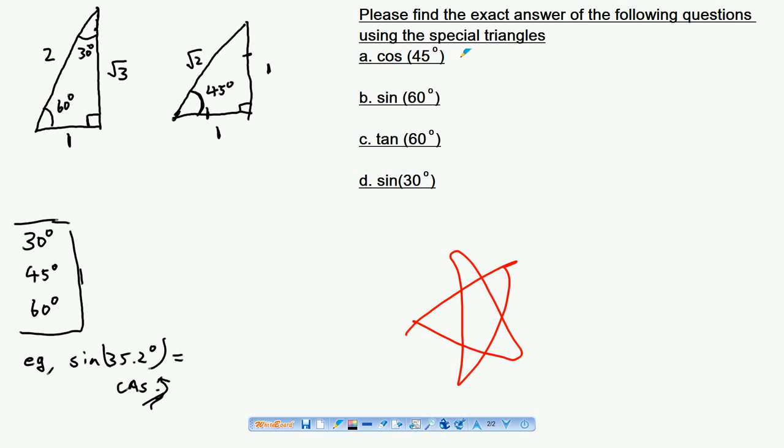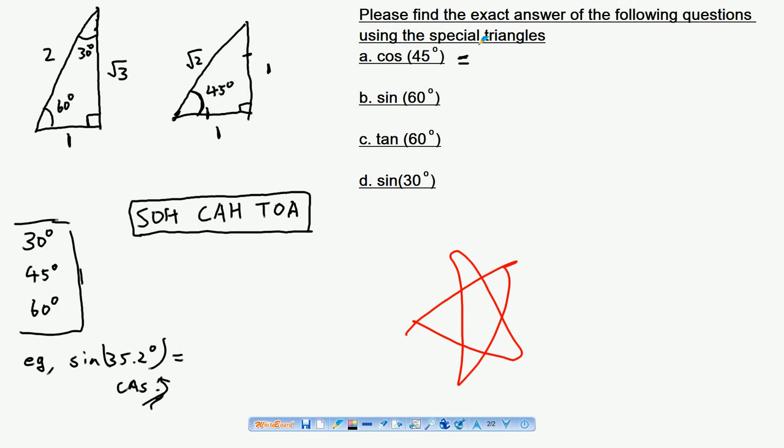Cos 45 degrees. Okay, write it again for the last time: S O H, C A H, and T tangent is right over wrong, which is opposite over adjacent. This is all year, I think it's a year 9 formula.